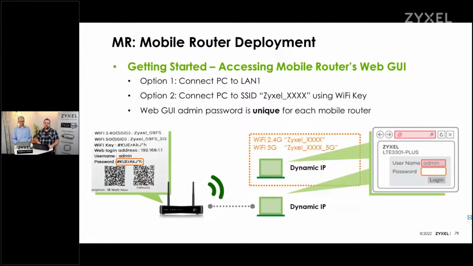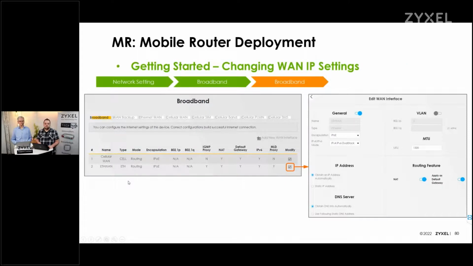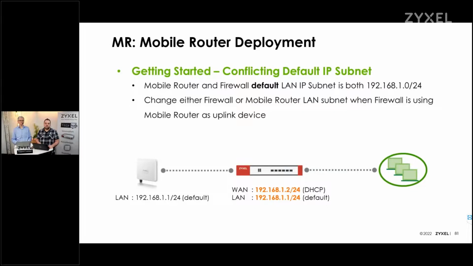Then you can log in and start setting up the router, first in on-premise mode. That means you are configuring your broadband WAN settings, you are configuring your SIM card, and you may enter your SIM card PIN code if you have one. Make sure there's no conflict between the LTE LAN IP and your Nebula subnets, which may already exist, as the LAN IP from the firewall is by default the same.